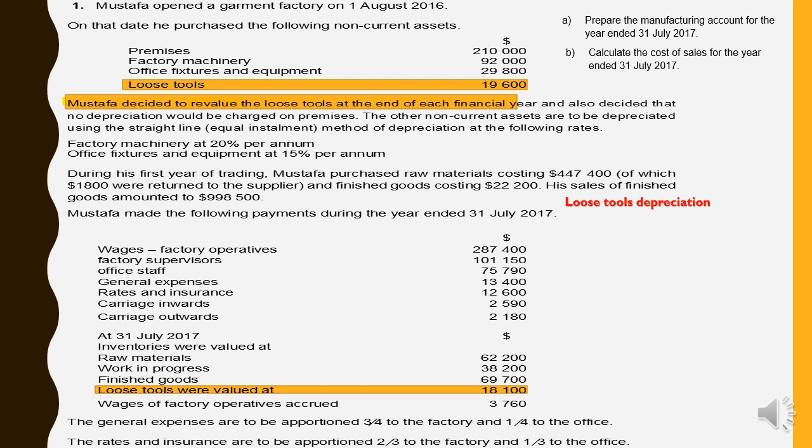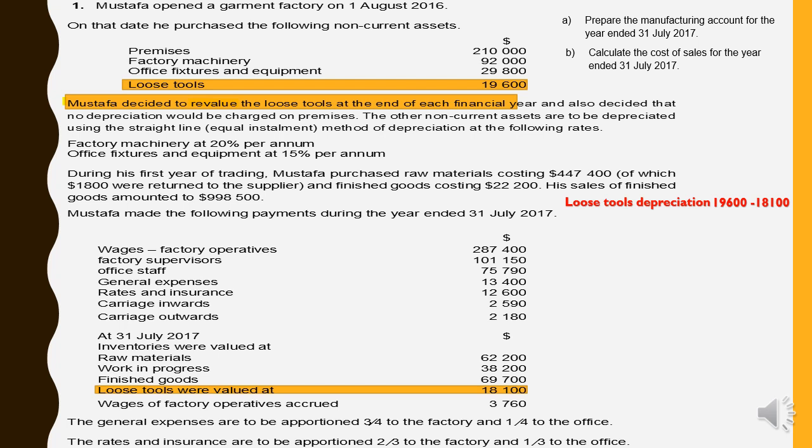So we have an opening balance, we have a closing balance. We don't have any purchases of loose tools. So how do we calculate the loose tool depreciation? Opening balance 19,600 minus closing 18,100. The difference will become my loose tool depreciation.